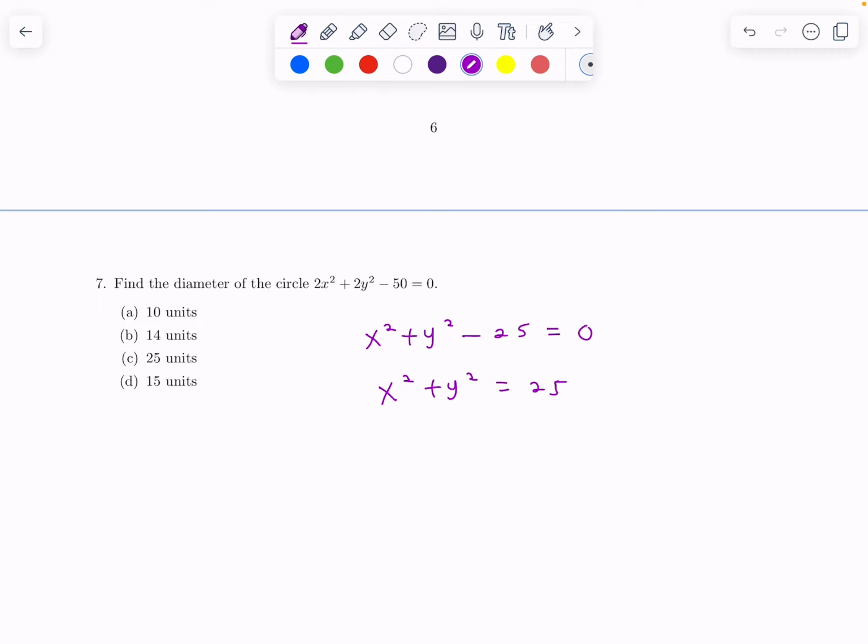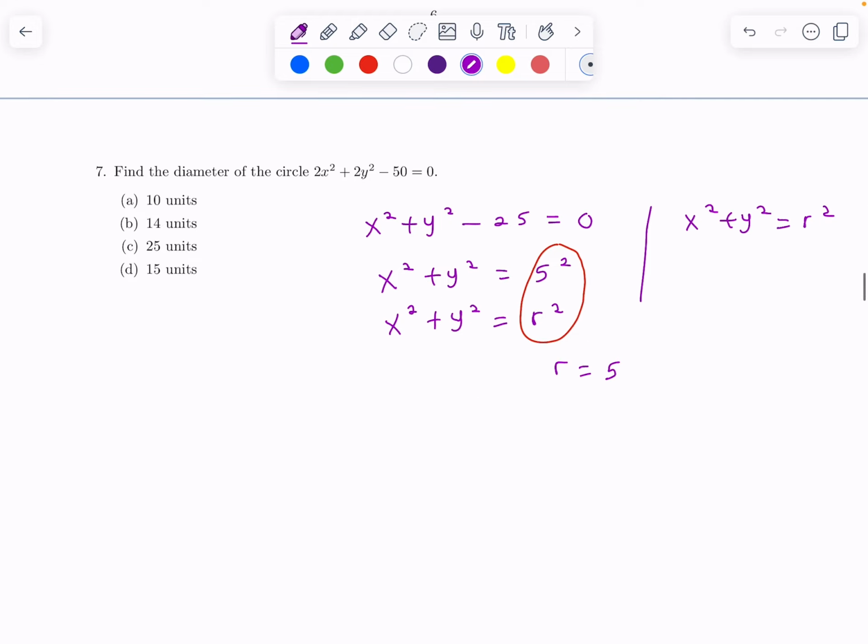But because I want to rewrite it in this form, x squared plus y squared equals r squared, I can rewrite my 25 as what? As 5 squared, right? So let me just write the general equation of a circle centered at the origin. So this is r squared. Now if you compare this part, what's going to be my R? My R is going to be 5, right? My R is going to be 5.